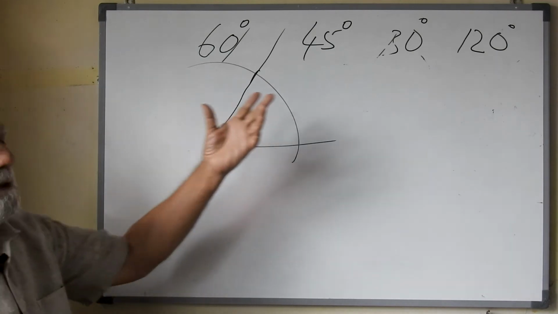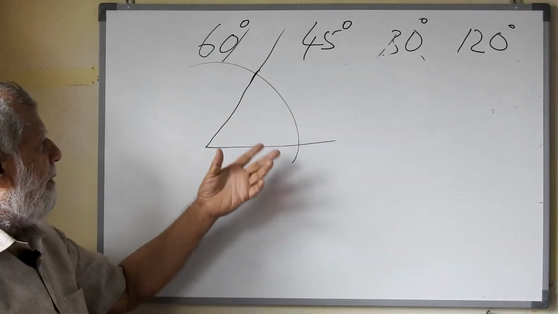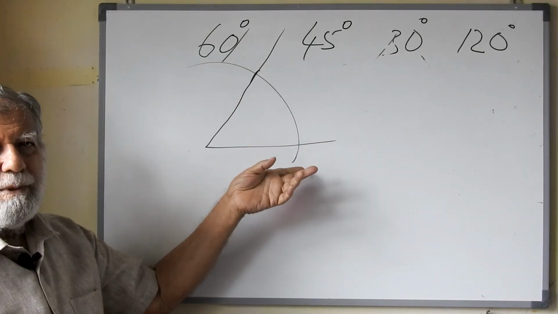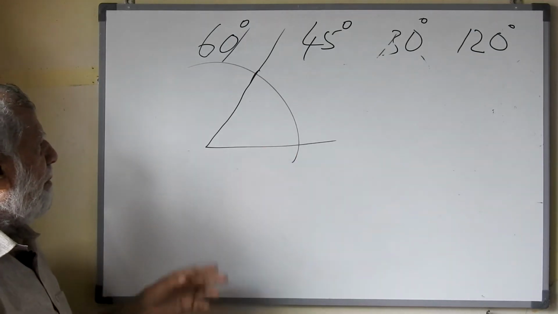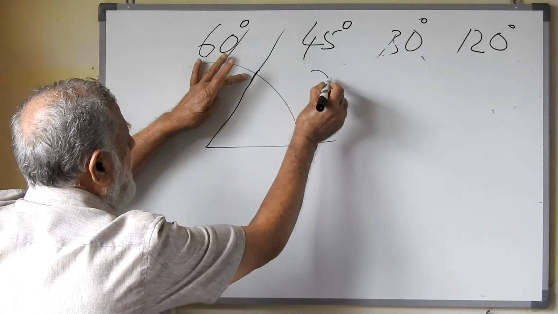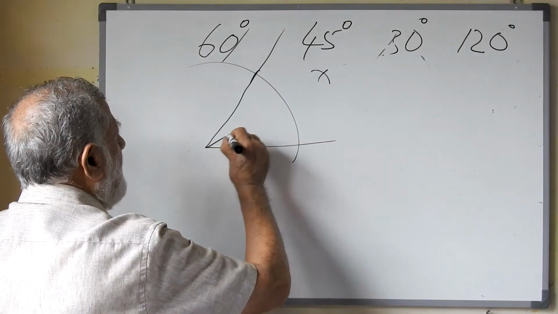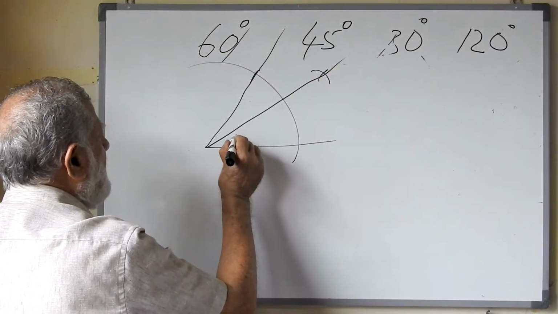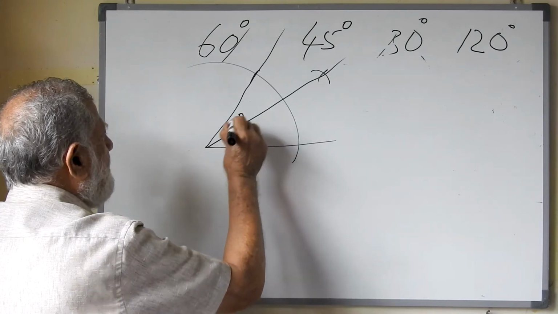Now half of 60 is 30. So what we should do is, we should bisect this angle. How to bisect this angle? We know how to bisect. Now we already have an arc here. From these 2 points, draw two arcs like this and join like that. So this is 30 and this is also 30.